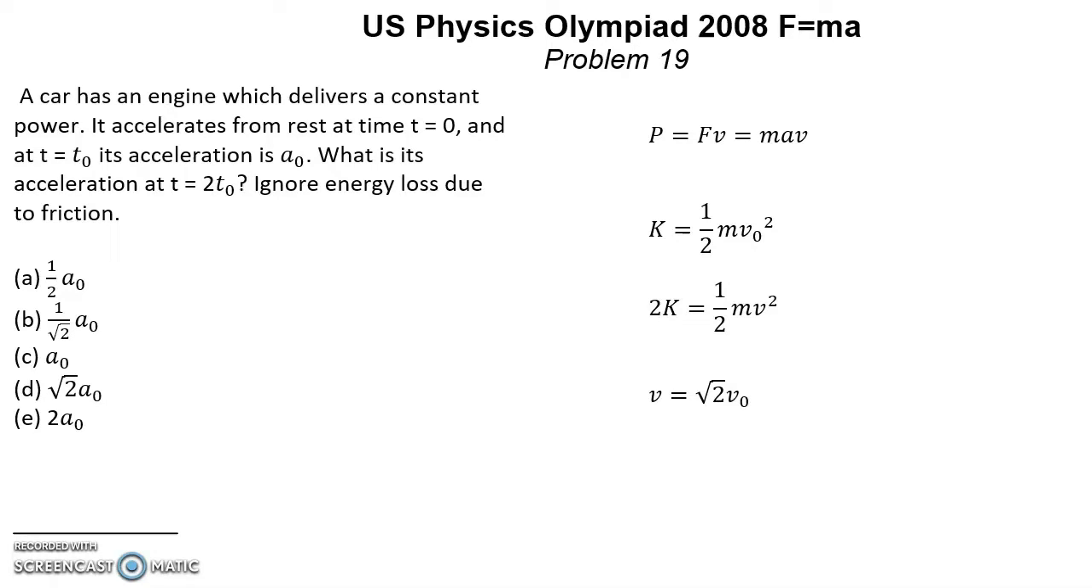And now, if we look at this expression, if we increase v by root 2 times, it means that our acceleration will decrease by the same factor. So finally we have acceleration a equals 1 over root 2 a0. This is the B answer.